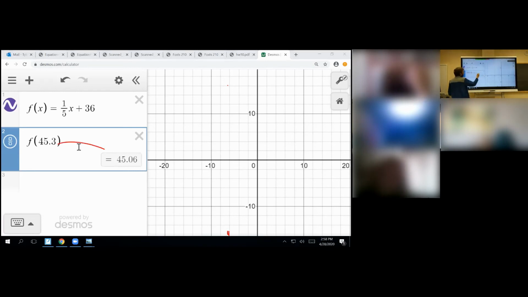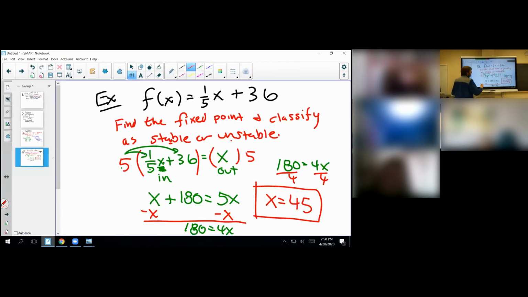So since we got closer to the fixed point, it's stable. So this is going to be S. So plug in 45.3. It doesn't have to be 0.3. It could be 0.1. It could even be 46. Doesn't really matter, as long as it's fairly close to 45. Plug this in, and we got 45.06. Sorry, I kind of fell off the screen there. But basically, what this means is it's stable.